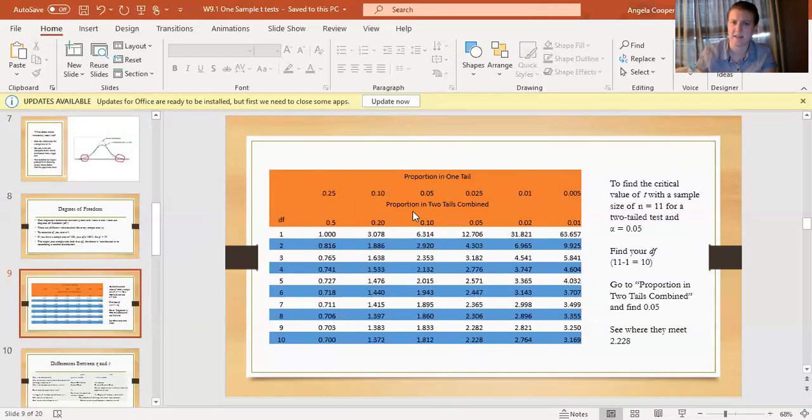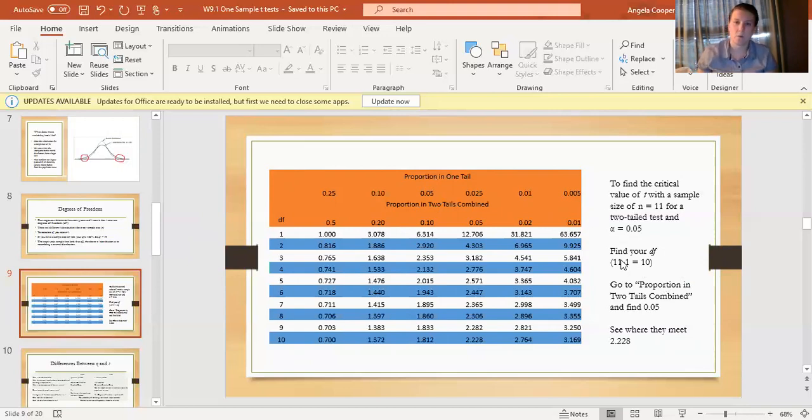And this proportion in the tails, be it proportion in one tail or proportion in two tails combined, this number, this 0.5, 0.2, 0.10, 0.05, 0.02, 0.01, that refers to alpha. So that refers to our level of significance. We've been dealing with alpha as well; we mentioned it previously in this lecture. Our previous example from the vegans, our one sample z-test example, had alpha equals 0.05, and that's pretty standard. We're going to use that most often in terms of levels of significance.